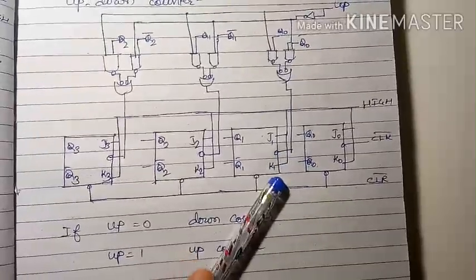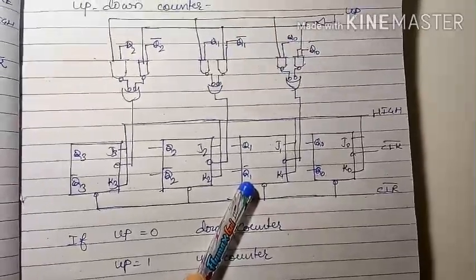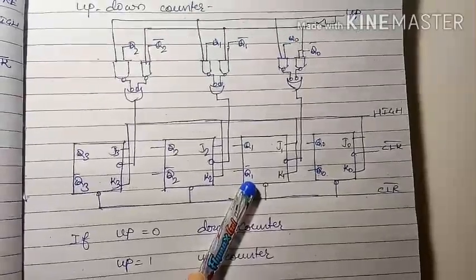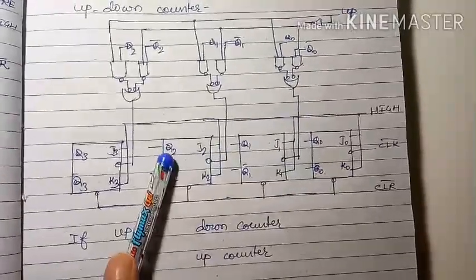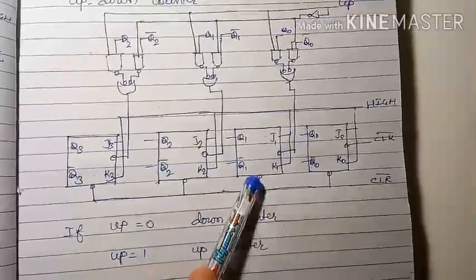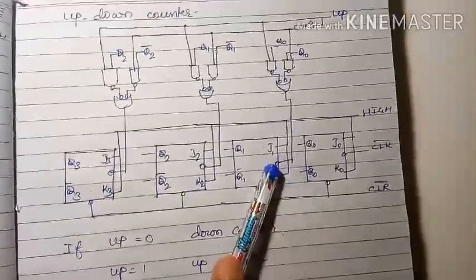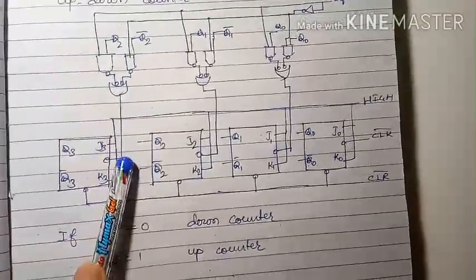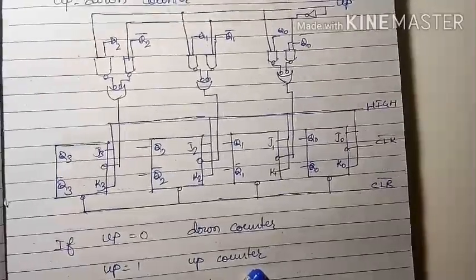The flip-flop outputs are connected to the steering network. An up control signal produces either down or up counting, and if the up signal is low, in that case Q2 bar, Q1 bar and Q0 bar are transmitted to the clock inputs. You can see this is Q0 bar, this is Q1 bar, this is Q2 bar transmitted to the clock inputs. So this will result in a down counter.